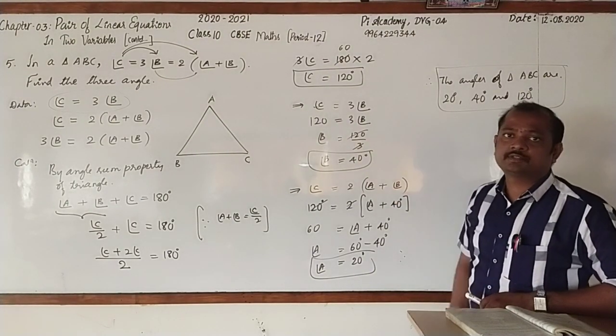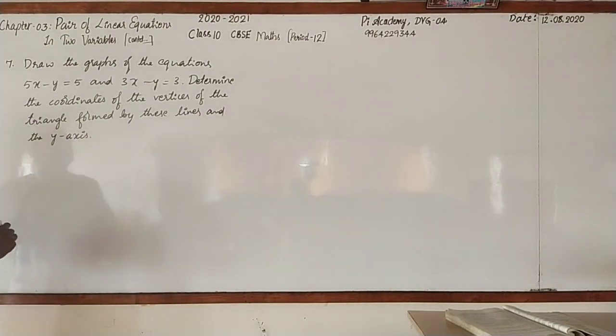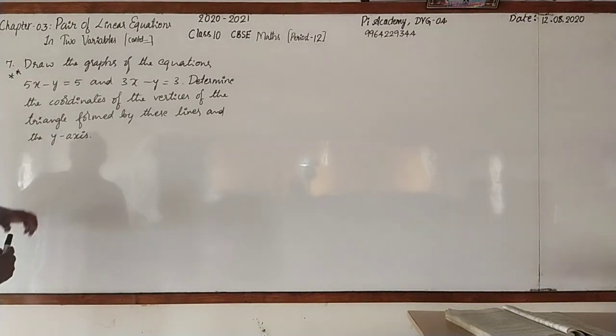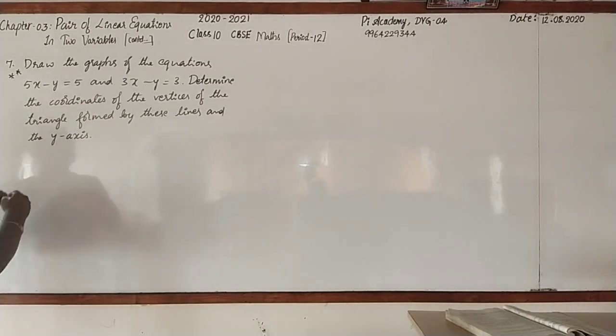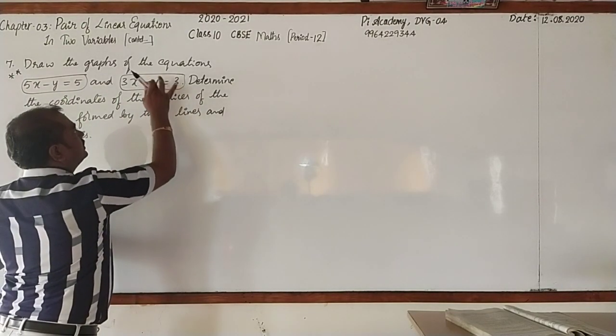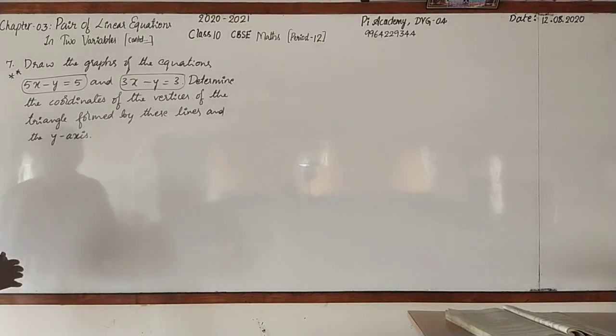Hope that you have already written. If not, copy this. Please go through this seventh one and copy it. It is also an important one. You can put a star. Right. Draw the graphs of the equations 5x minus y equal to 5 and 3x minus y equal to 3. Determine the coordinates of the vertices of the triangle formed by these lines and the y-axis. Hope that you have written. If not completed, pause the video and complete this.